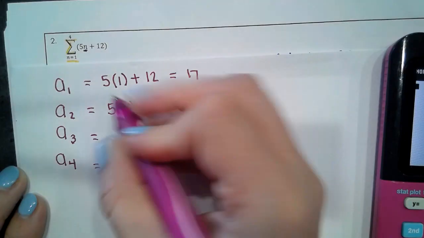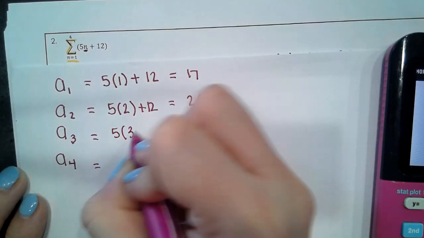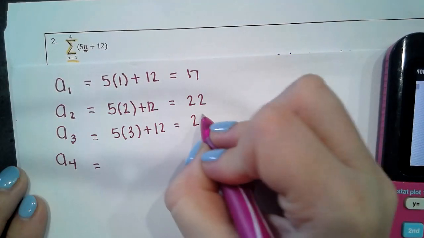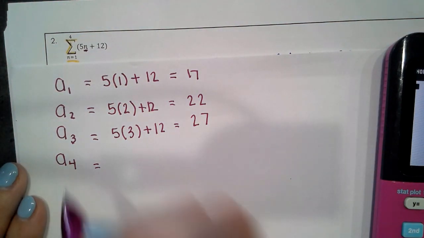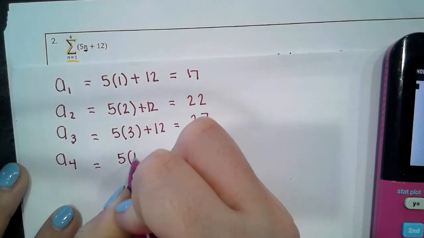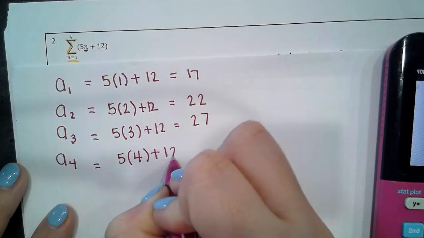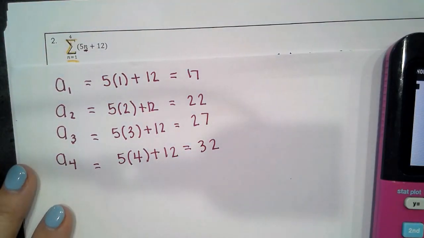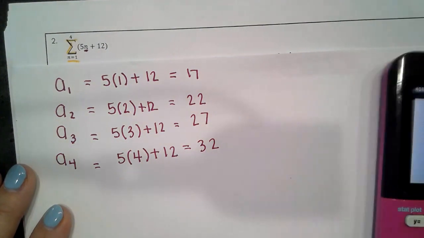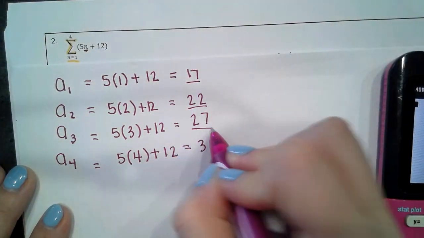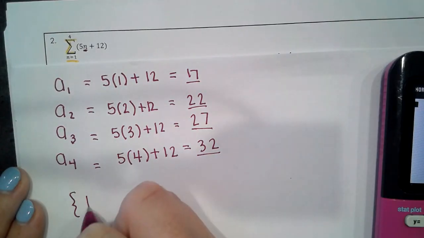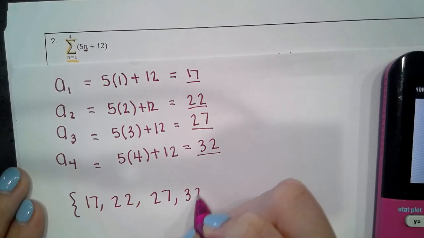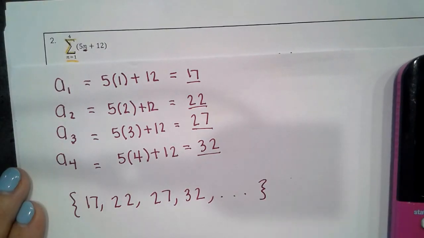And then we're going to find A3. We're going to do 5 times 3 plus 12. And that's going to give you 27. And we're going to find A4. 5 times 4 plus 12. And that's going to give you 32. Now, these are your first 4 terms in the list. This is like the sequence 17, 22, 27, 32, and so on.